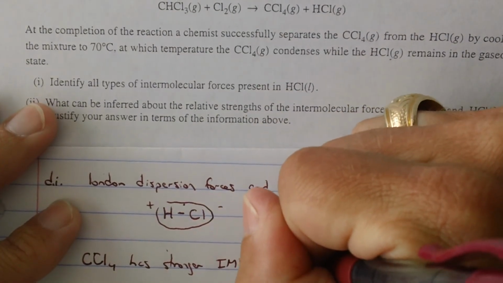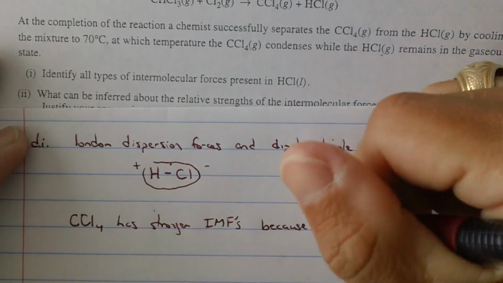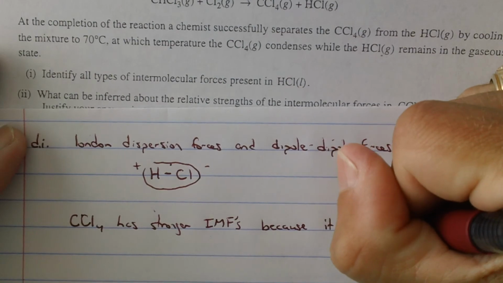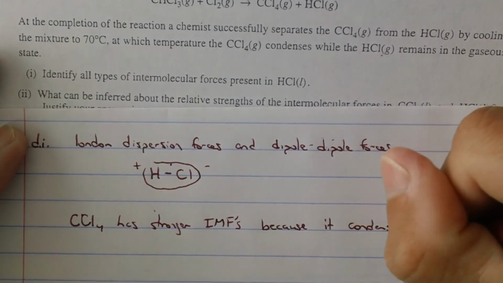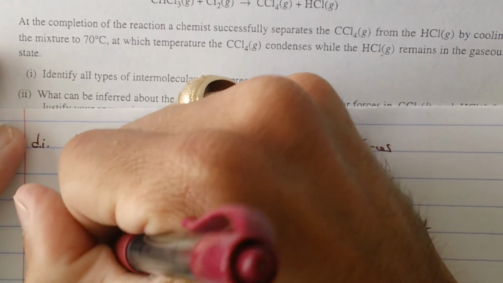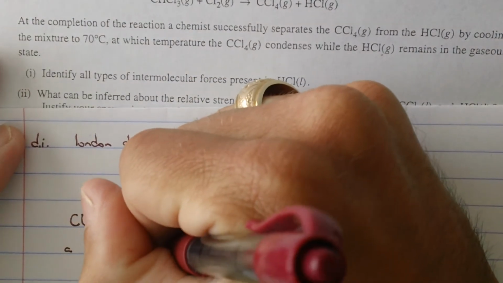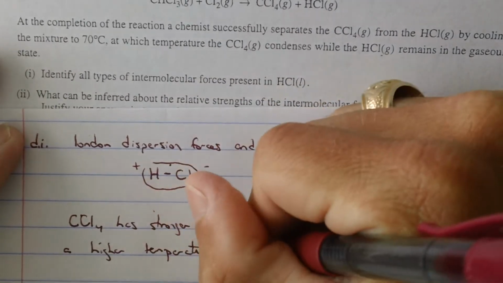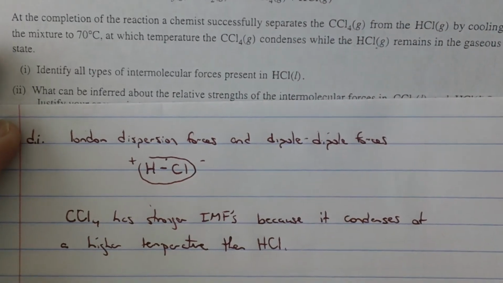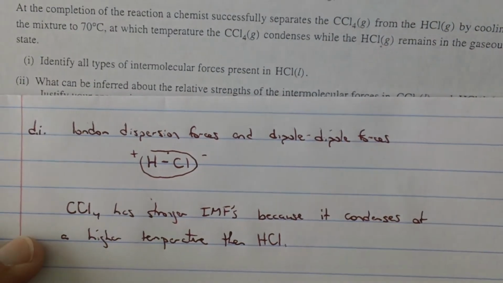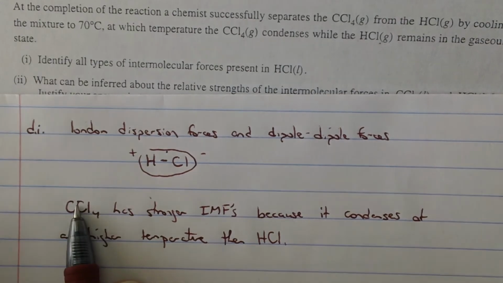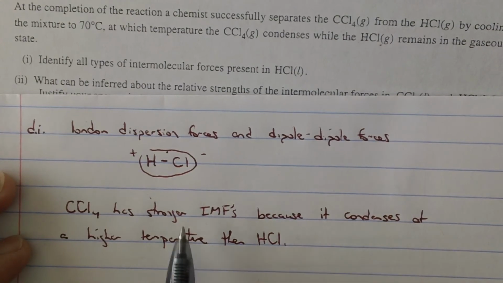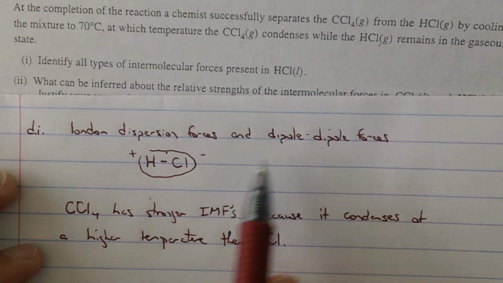Because it condenses at a higher temperature than HCl. And that's it. When the temperature's warmer, this guy condenses. He actually has bigger attractions, so he combines quicker than the HCl does, despite the fact that HCl is polar.